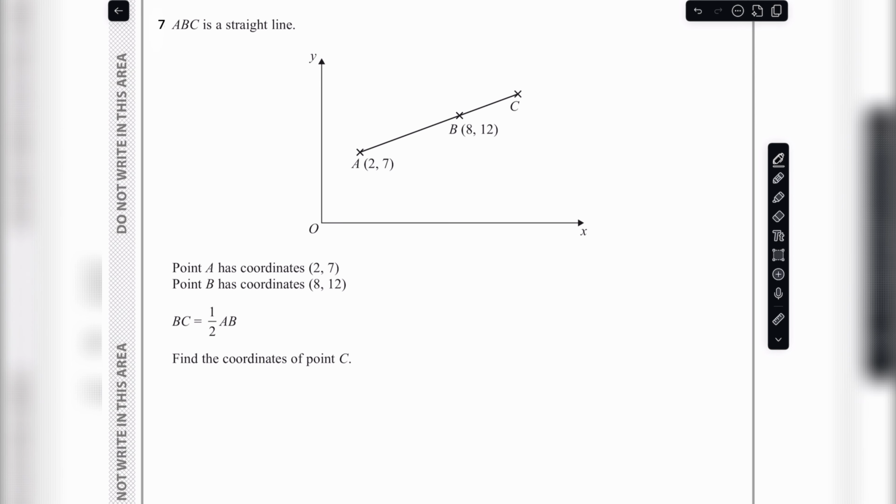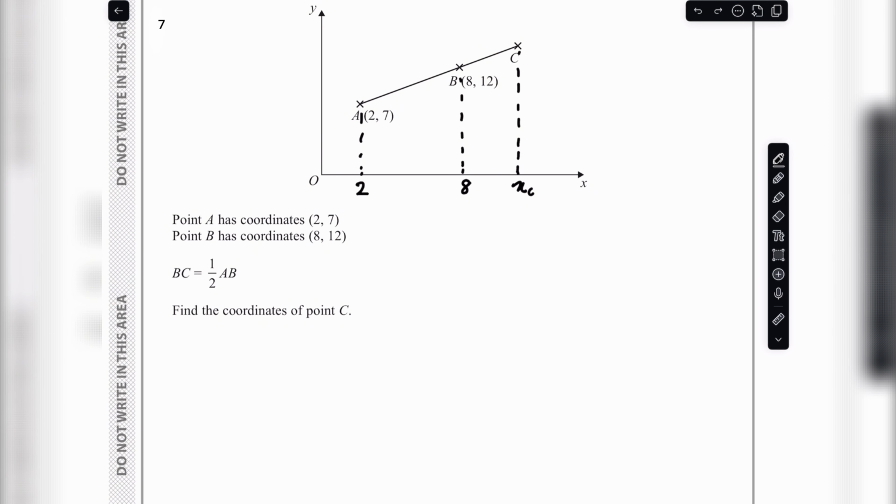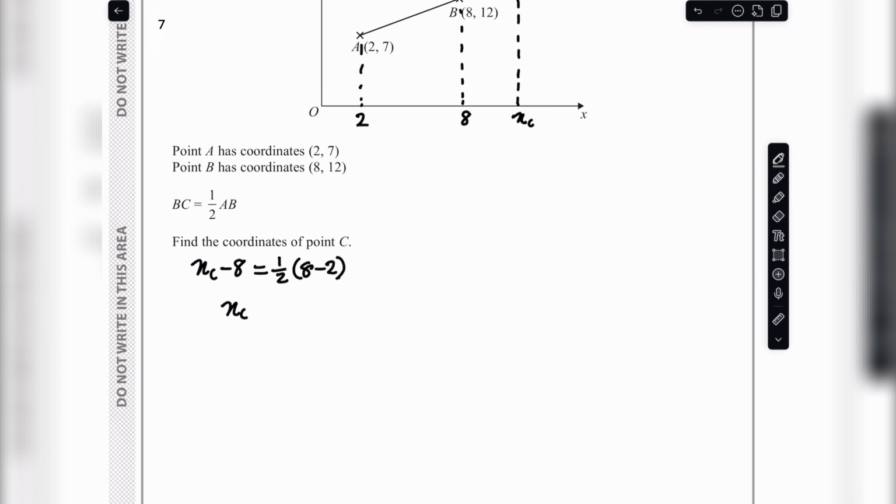So the first step is to determine the x coordinate of point C, and using the formula given to us in the question, we can simply state that xc minus 8 equals a half multiplied by 8 minus 2. So xc minus 8 equals 3. Therefore, the x coordinate of C equals 11.